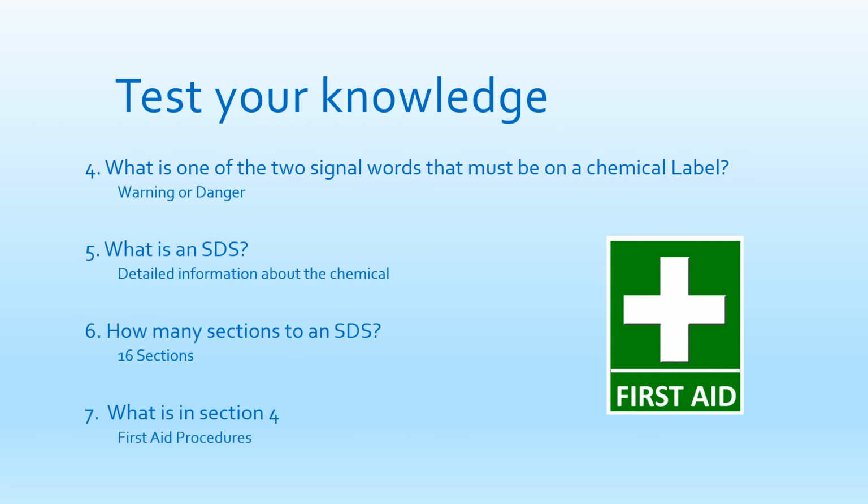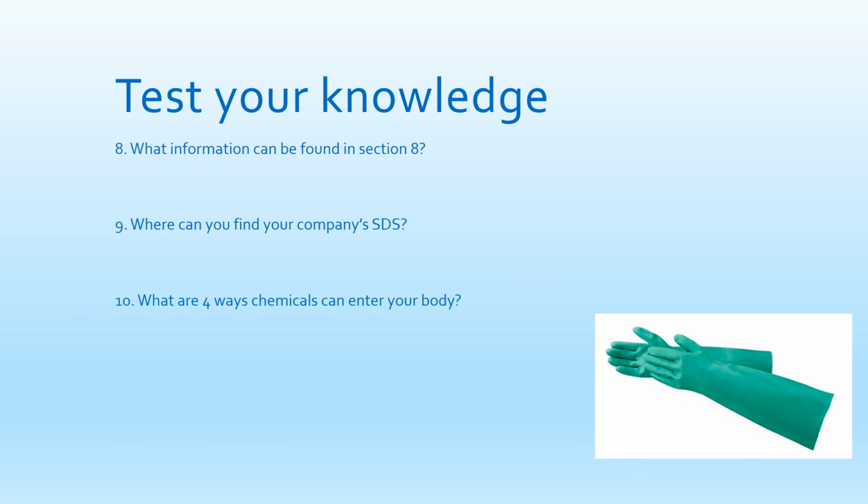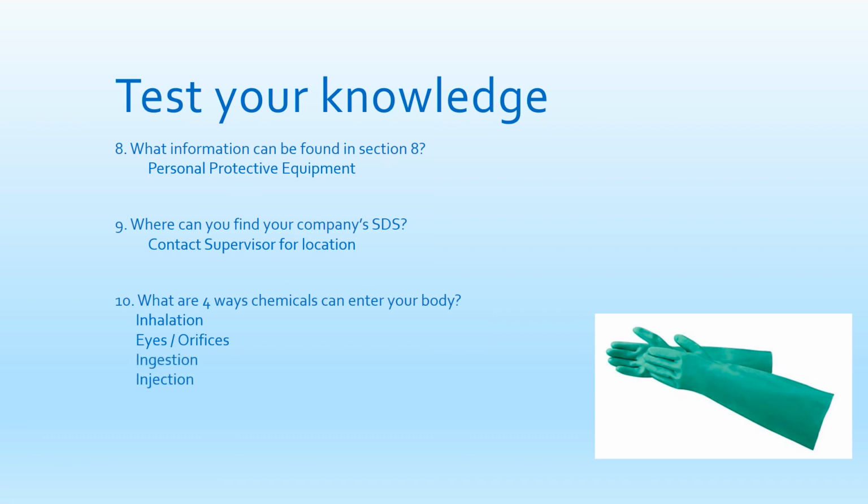What is in section 4? First aid procedures. What information can be found in section 8? Personal protective equipment, PPE. Where can you find your company's SDS? Contact your supervisor for the location or your safety department. What are 4 ways chemicals can enter your body? Inhalation, absorption, ingestion, and injection.